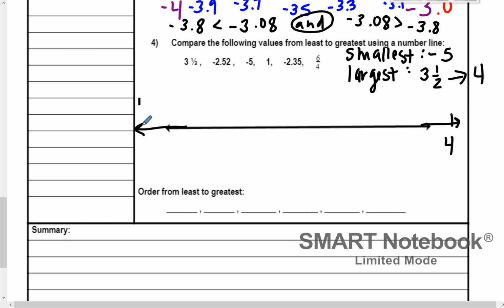Okay, I need to go from positive 4 to negative 5. Somewhere in here I need a 0. It's not quite in the middle since we're not going to the same numbers on each side. Here I need a 1, 2, oops, that's too close. 2, 3, 4. And then on this side I need a negative 1, negative 2, negative 3, negative 4. Oh, that's way too close. Negative 1, negative 2, negative 3, negative 4. I'm going to go in and label those.